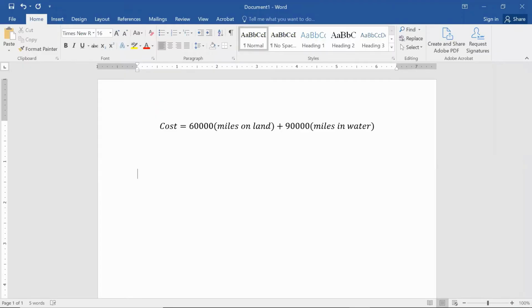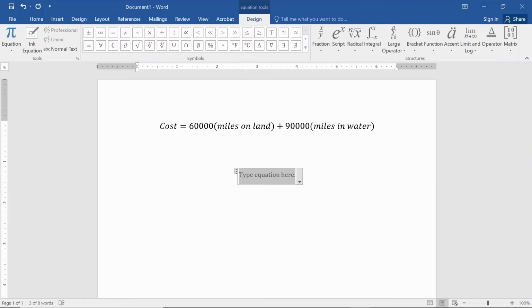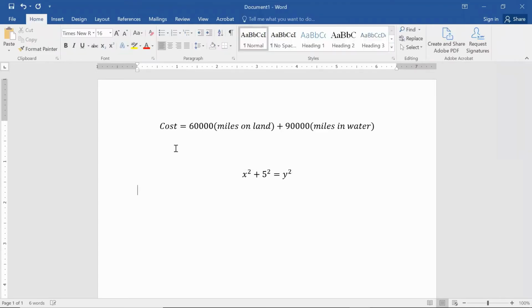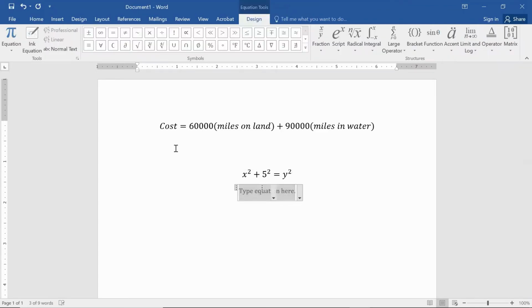Just as a little aside, I want to once again emphasize my equation is x squared plus 5 squared equals y squared. We want to solve that for y, which means y will be equal to the square root of x squared plus 5 squared. Y here is the miles in the water.